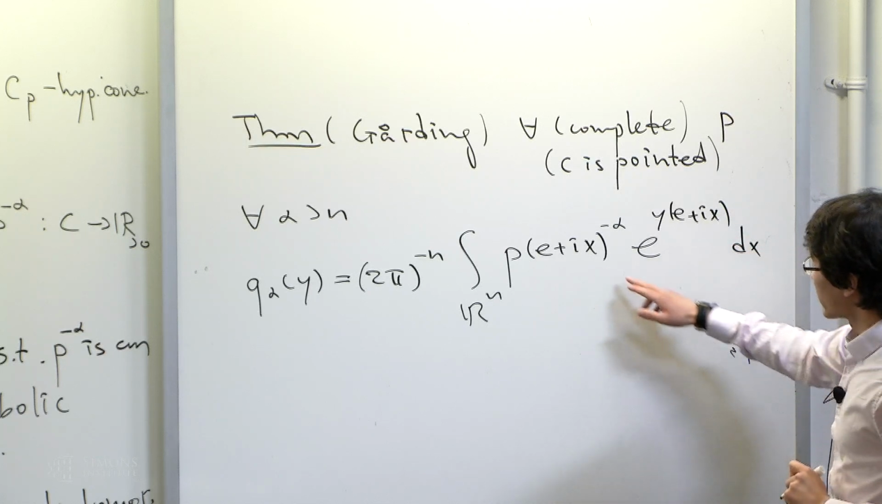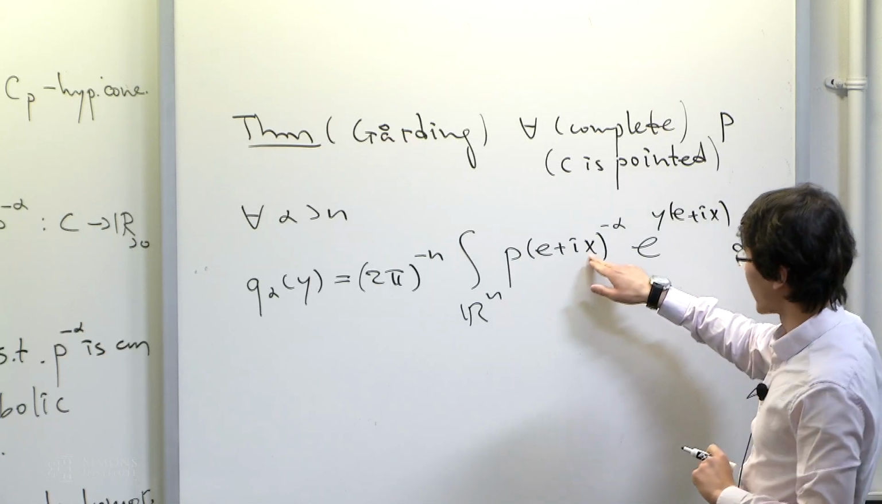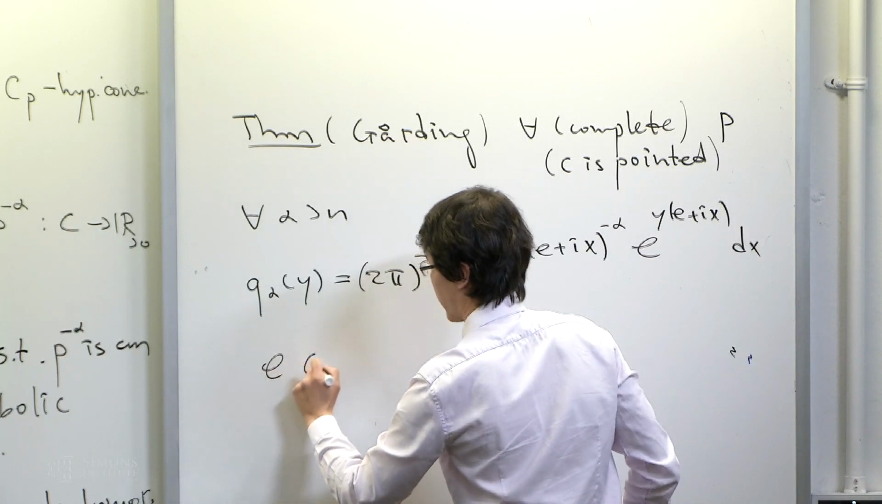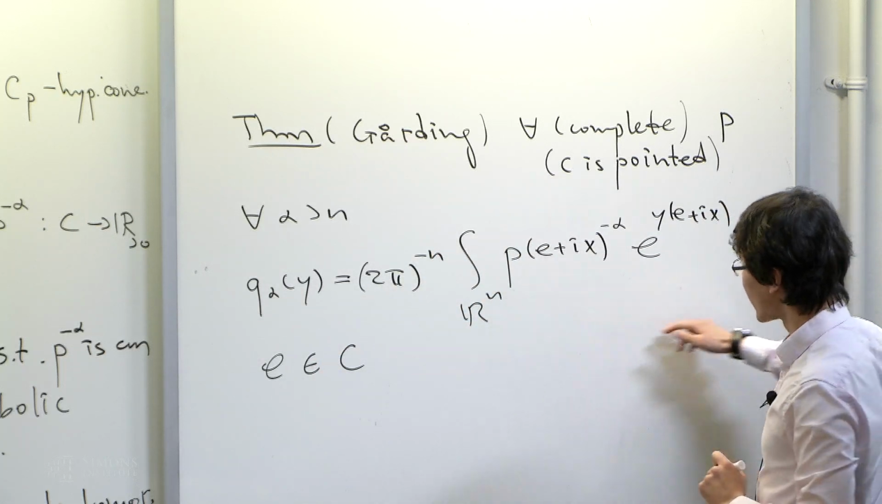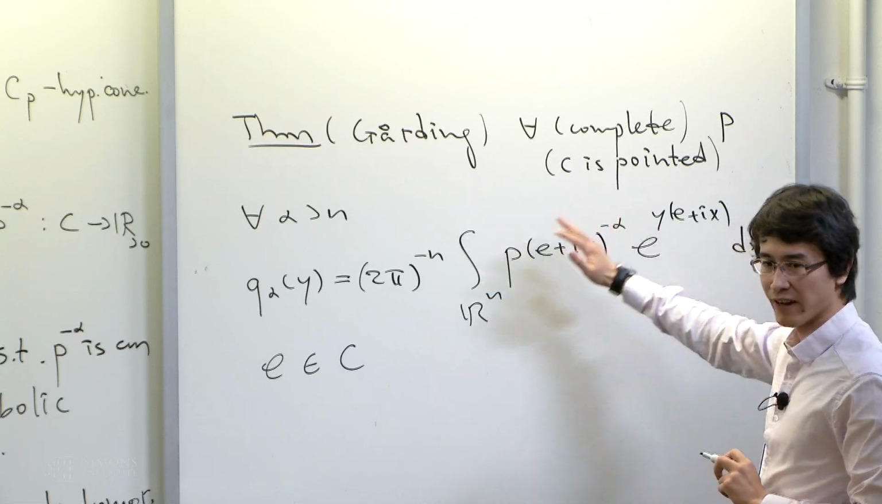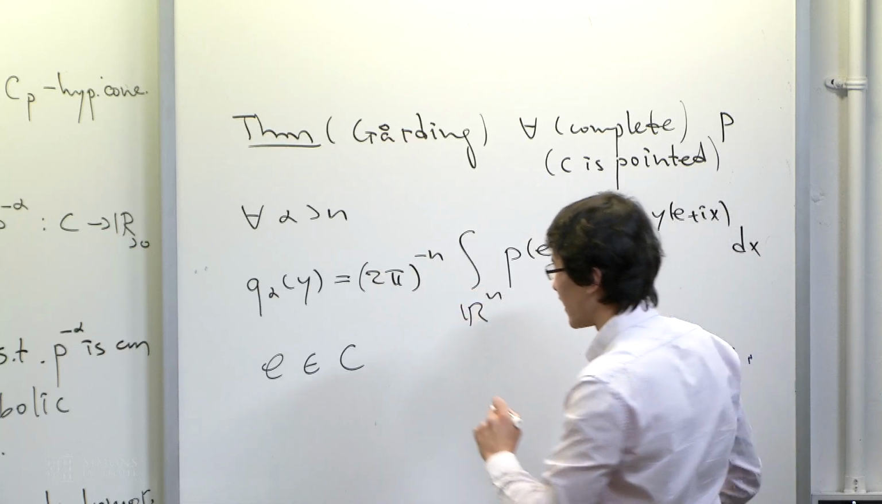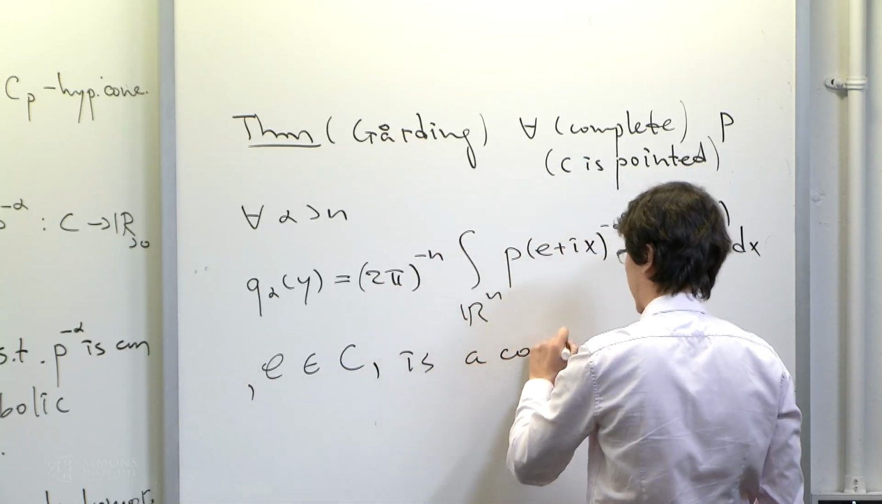So you integrate this function, which is actually a complex valued function, over R^n, where x is my variable, and e is any point in the hyperbolicity cone. Okay? And in fact, you can check that the whole integral takes only real values as a function of y. And this Q alpha is a perfectly well-defined, actually continuous function.